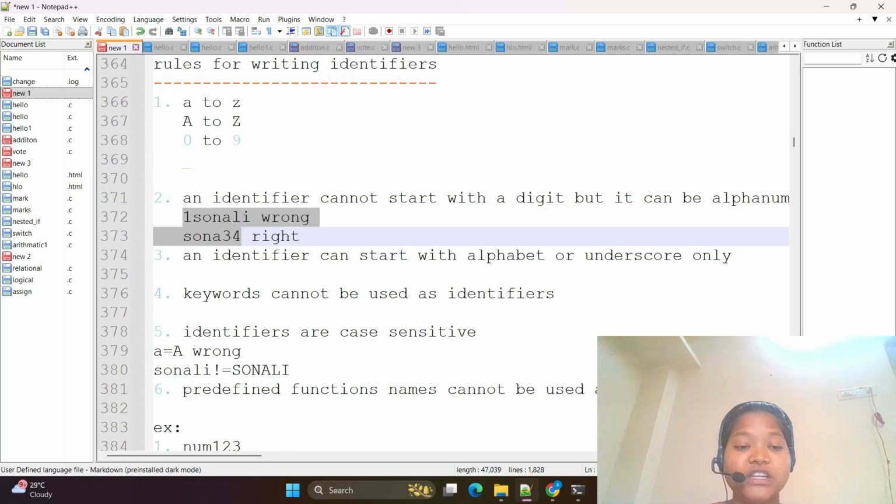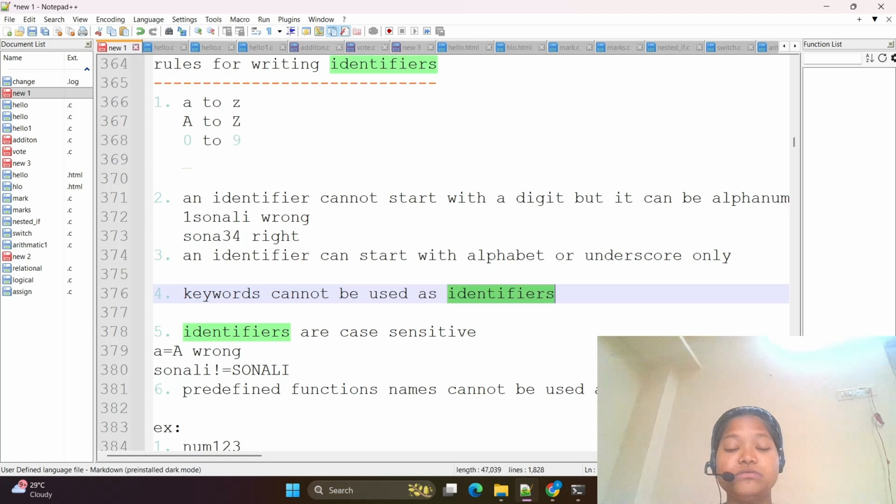Third rule, an identifier can start with an alphabet or underscore only. The first letter of the identifier name would be only an alphabet or underscore. Underscore is the only special symbol allowed. Then the fourth rule: keywords cannot be used as identifiers. Keywords are reserved words, isn't it? Their meaning is already known to the compiler, so no keyword is allowed as an identifier name, otherwise it would give an error.